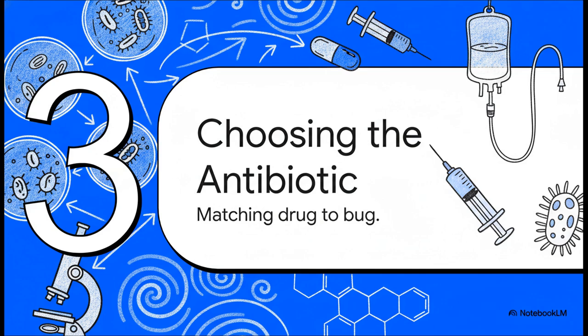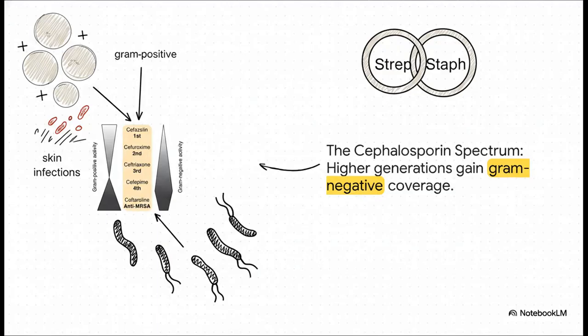All right, we've classified the infection, we've identified our target pathogens. Now it's time to pick our weapon of choice. I love this chart because it's such a great visual for understanding cephalosporins. For skin infections, which are caused by strep and staph, both gram-positives, we want to be right at the top of this spectrum. And that's exactly why first-generation agents like cefazolin are such workhorses.